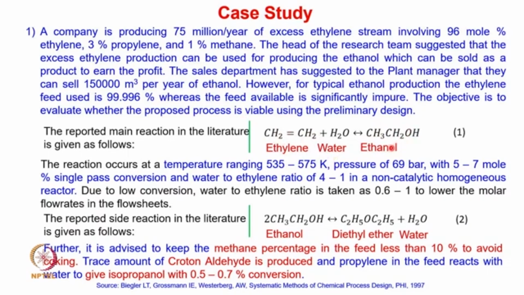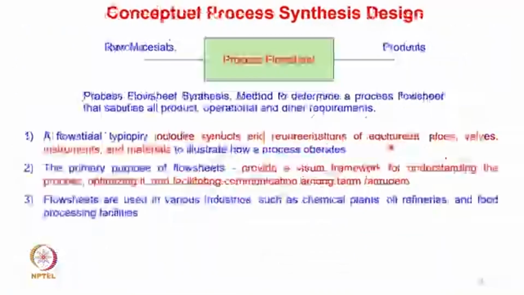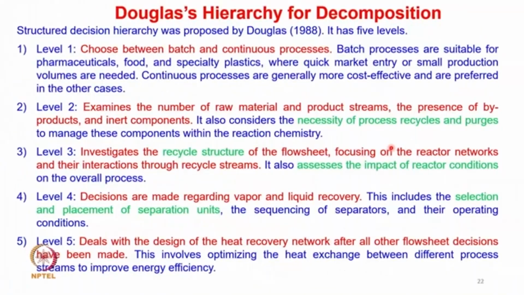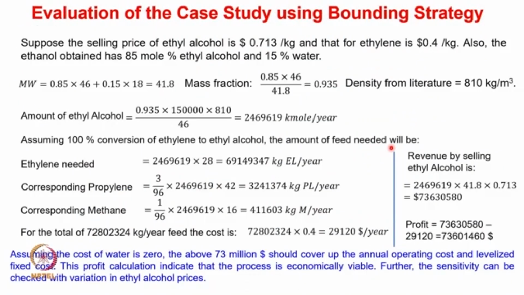So clearly the same number of kilomoles of ethylene will be required as ethyl alcohol, and we can convert it into a mass unit by multiplying by the molecular weight. After multiplying the molecular weight, we get the amount of ethylene required, which is 6 crore 91 lakh 49,347 kg of ethylene per year.